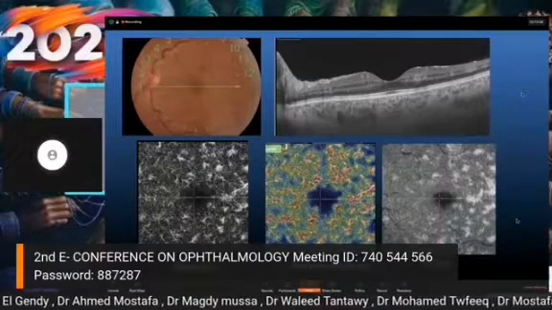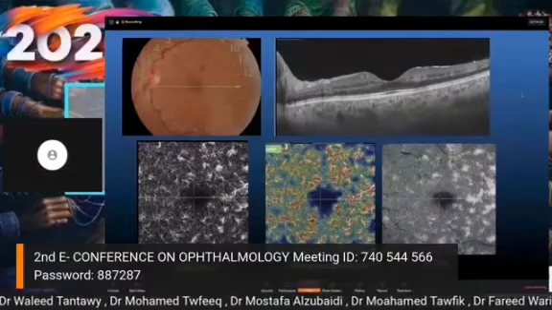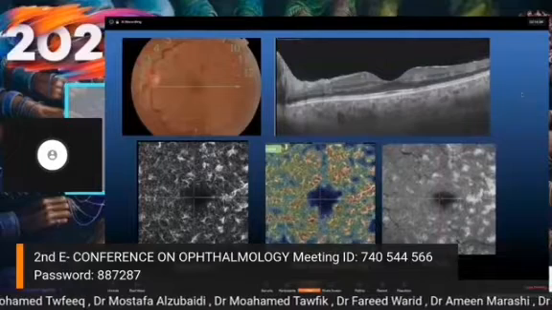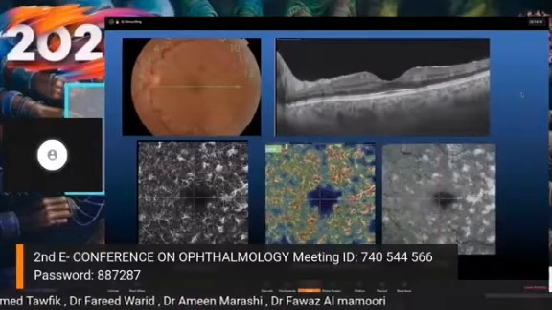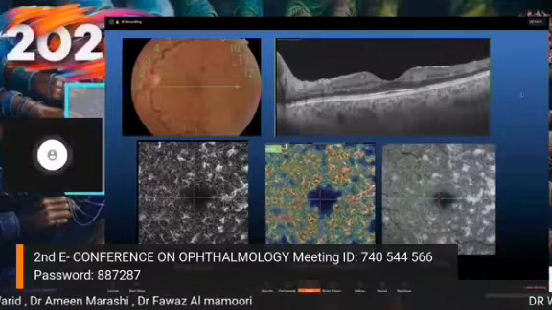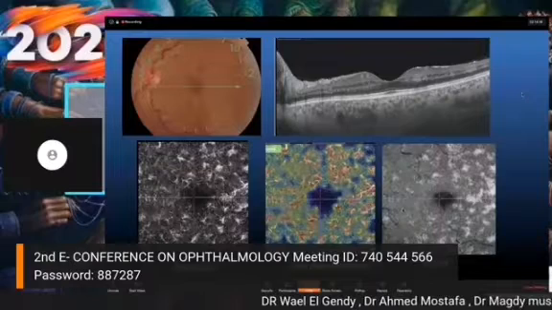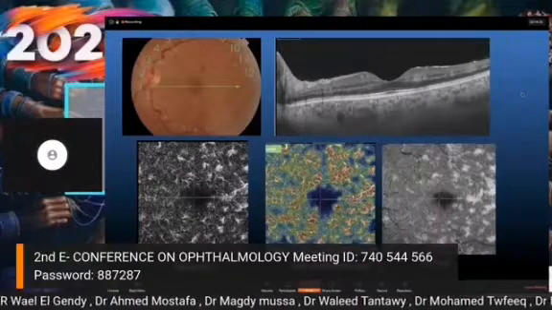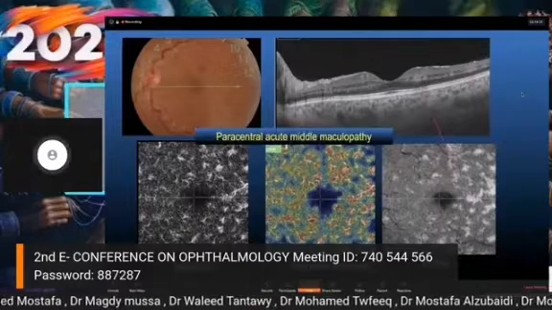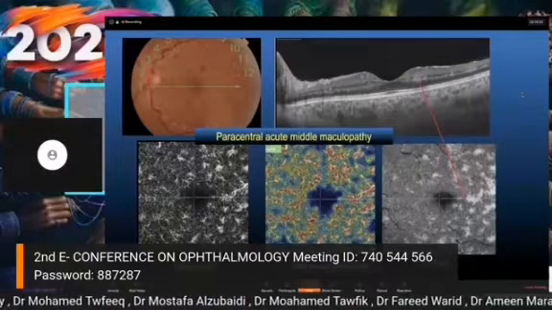You can see in the perifoveal and the parafoveal area the amount of patches of ischemia. So this is what we call paracentral acute middle maculopathy, which we see clearly sometimes in diabetics, in vein occlusion, and it can explain why the vision is diminished in these cases. So this is another important issue doing OCT angiography in these cases.